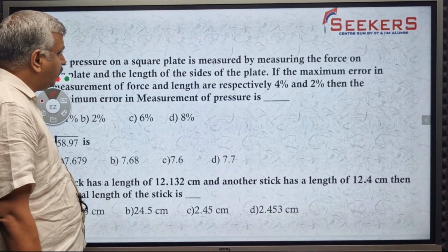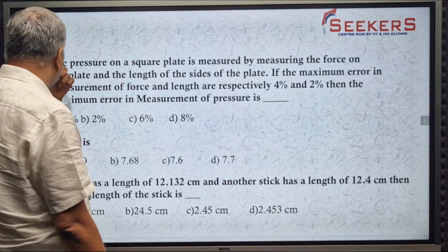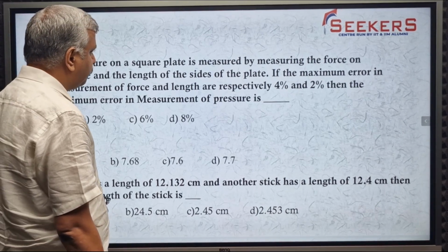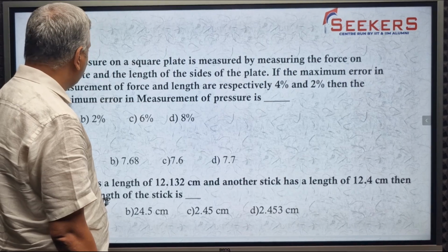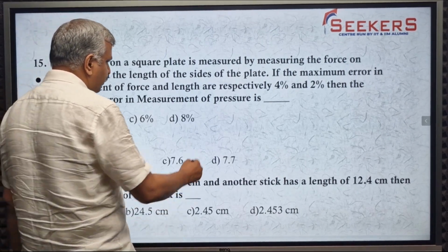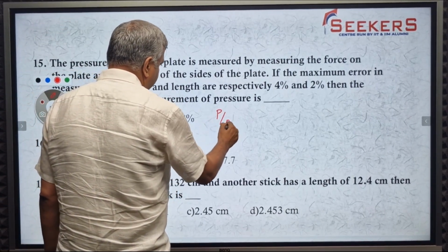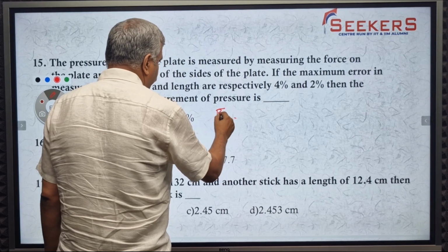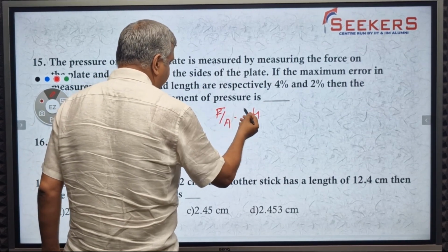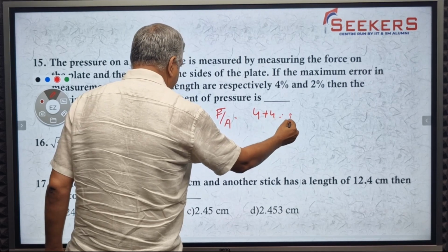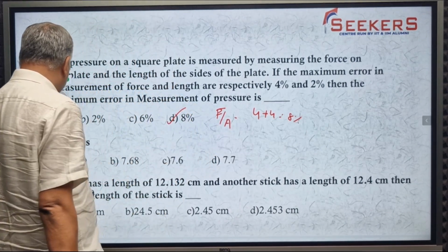The pressure on a square plate is measured by measuring the force on the plate and the length of the sides of the plate. If the maximum errors in measurement of force and length are 4% and 2%, then the error in the measurement of pressure, which is force upon area: the error in force is 4, and area has 2 lengths in it, so 4 plus 4 will be 8%. Okay, so it should be 8%.